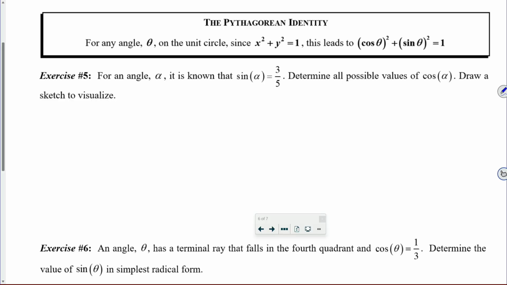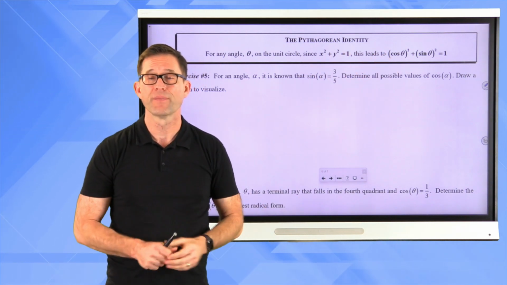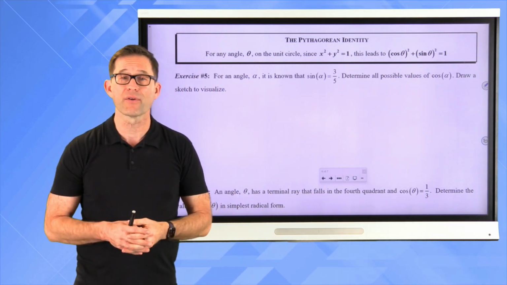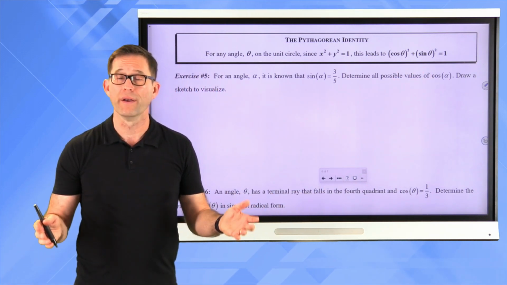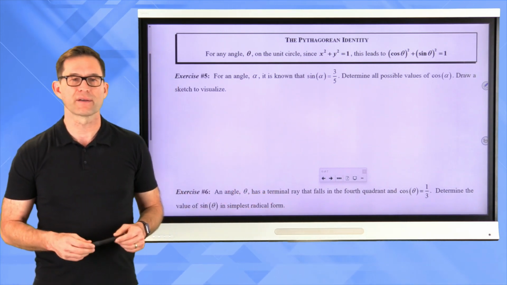So, let's take a look at what the Pythagorean identity is. For any angle theta on the unit circle, since x squared plus y squared is equal to 1, this leads to the fact that cosine of theta squared plus sine of theta squared is equal to 1. In other words, if I take my cosine value and I square it, and I take my sine value and I square it, and I add them together, I will get the number 1. Always, always, always. Now, what can we do with this? Well, let's take a look at exercise number 5.